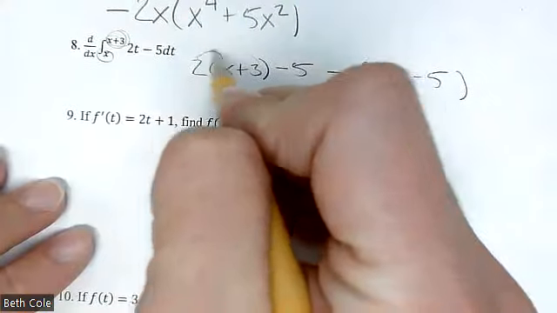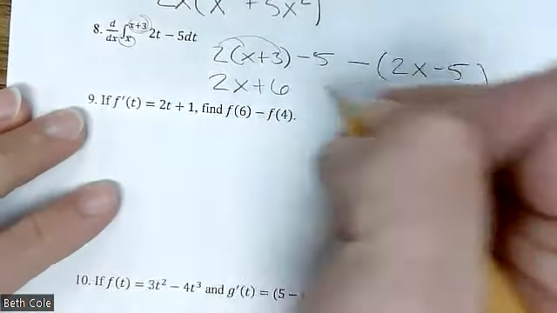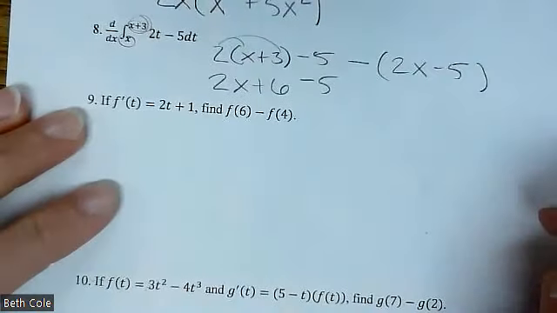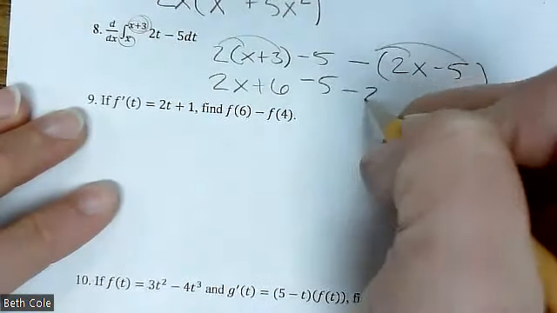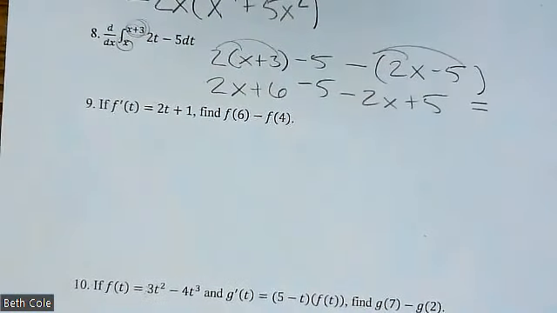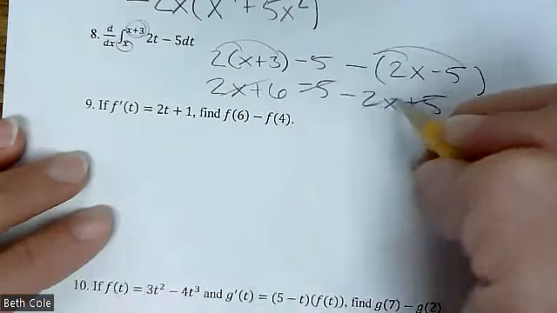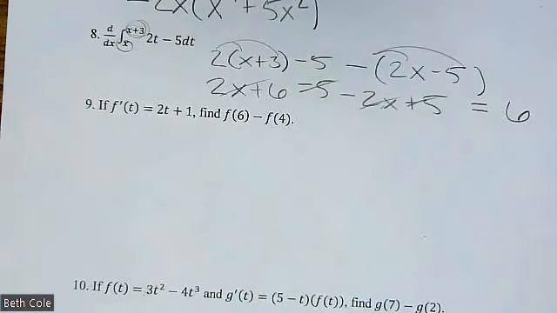What would you get from this first part? 2x plus 6, good, minus 5. And then minus 2x plus 5. And so what do you notice is going to happen? Yeah, these cancel and these cancel, and you just get 6. Cool.